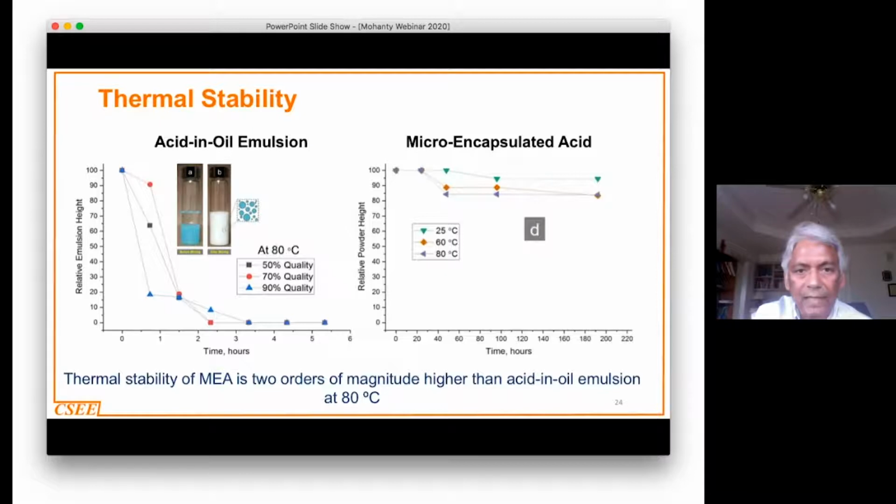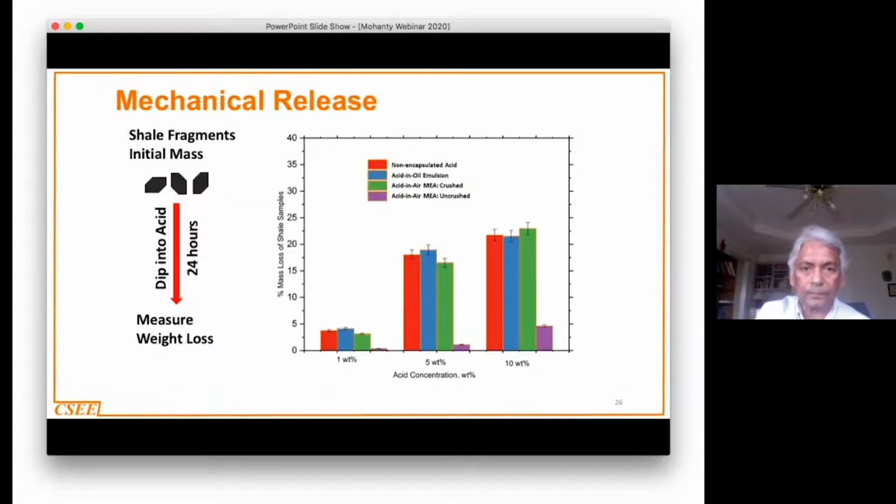So this is looking at the stability of these MEAs, and this is at different temperatures, at 80 degrees Celsius. Even after a week or hundreds of hours, they are pretty much there. Okay, so not much of these particles have broken up. Whereas if you take acid in oil emulsion, then in a few hours they break up. So their stability is not that good. So these MEAs are good long term. You can store them for a week and you won't have a problem.